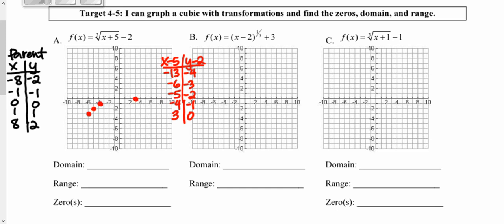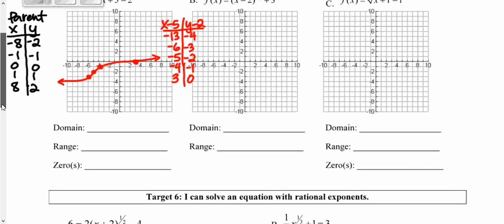So remember these graphs, they kind of look like a big S. It's a sideways cubic, so it should go forever in both directions, unlike that square root function from targets 1 and 2. So domain, how far to the left and right does it go? Forever. So we say all real numbers, however you want to say that. And for the range, it is also all real numbers. For the zeros, where does it cross or touch the x-axis? That would be at x equals 3.